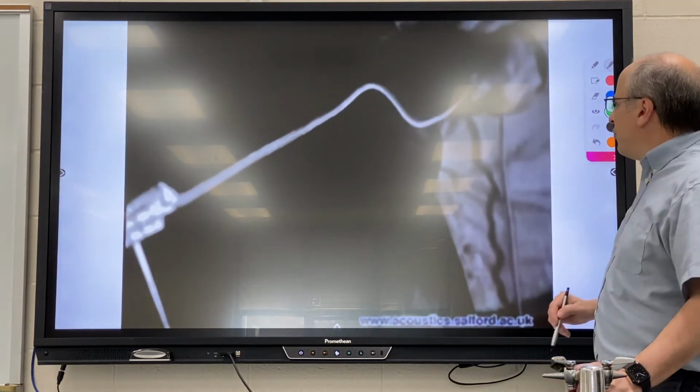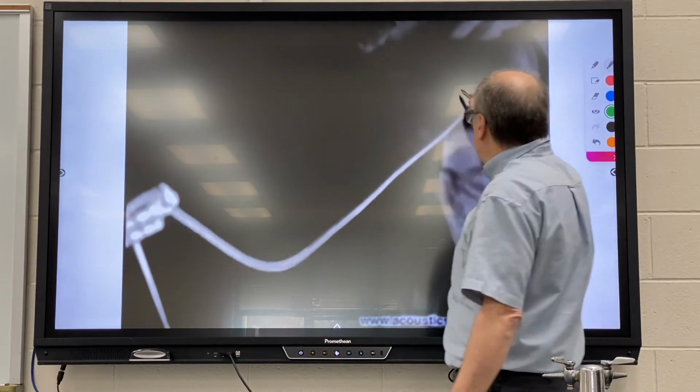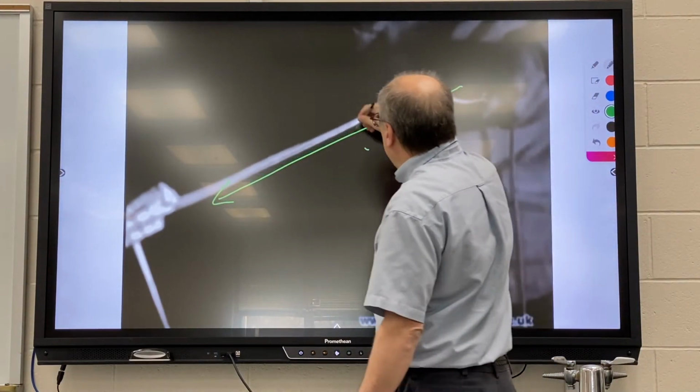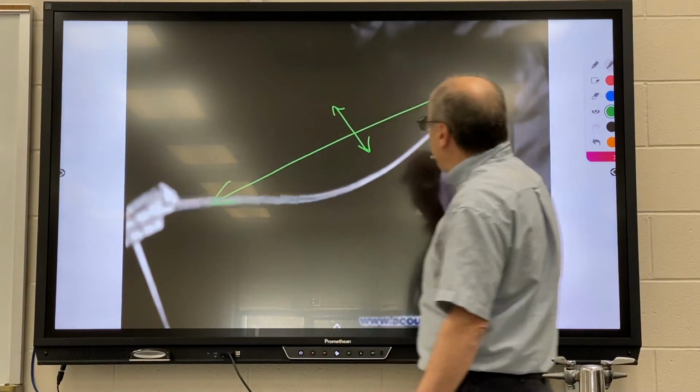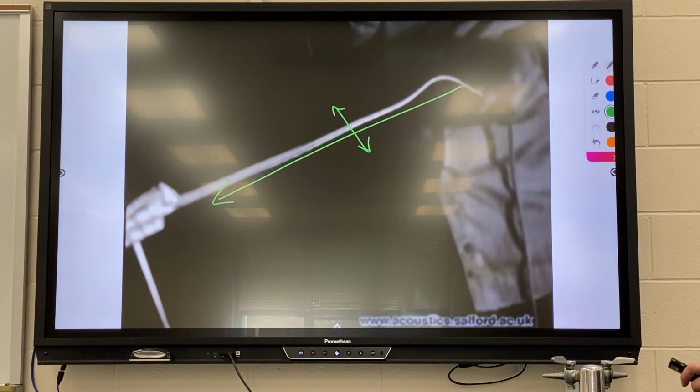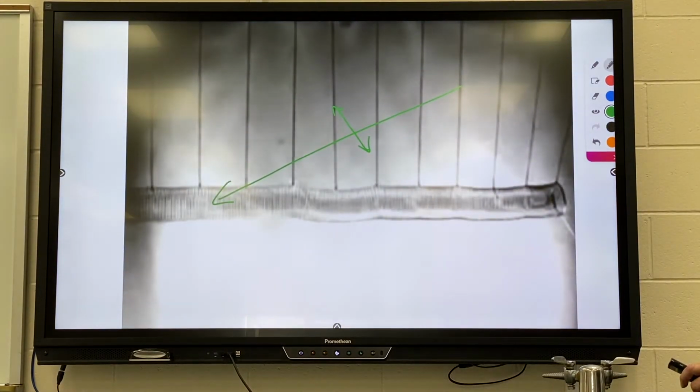Contrast that with a transverse wave, and you can see the energy traveling from the guy's hand to the support, and the oscillations are taking place at a right angle to that. That is transverse. Again, longitudinal.